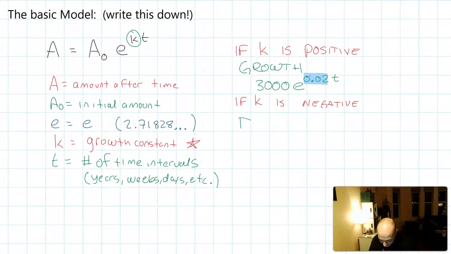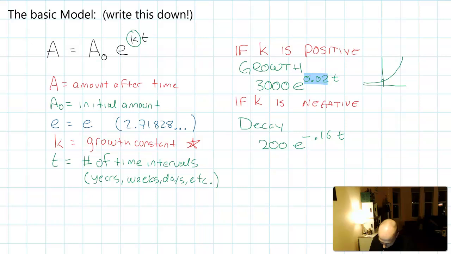If k is negative, that will be exponential decay, which is a decreasing exponential quantity. Here's an example of an exponential decay: 200 e to the negative 0.16t. That would be exponential decay. So exponential growth models will look like this, of course, and exponential decay models look something like, in a rough sketch, something like that. And the way we tell them apart is by looking at that k value and whether it's positive or negative.